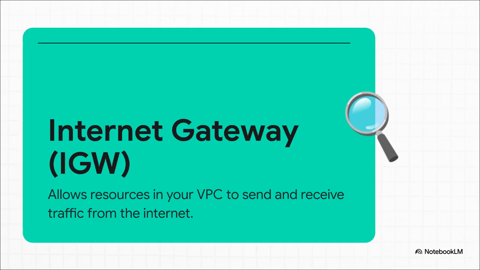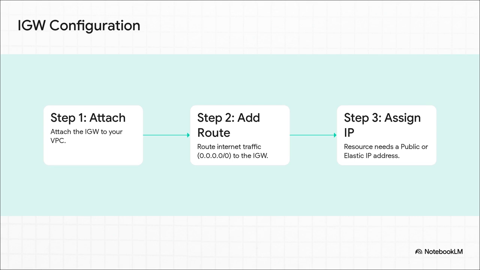If you've got a web server or some app that needs to be public, the IGW is the piece that makes that two-way communication with the internet happen. Now, this is super important because it highlights a classic mistake people make. Just creating an IGW, well, that's not enough. For it to actually work, you gotta do three things.